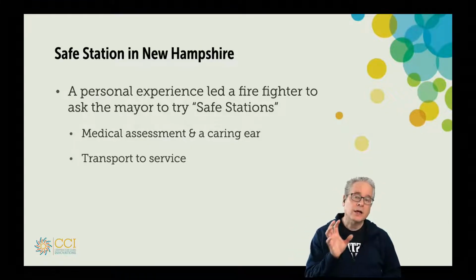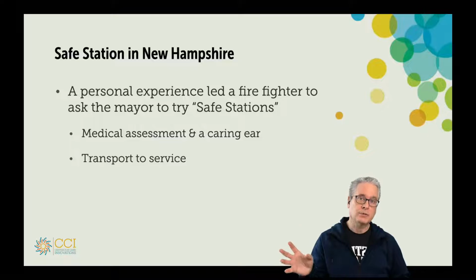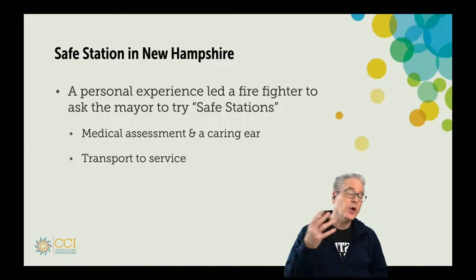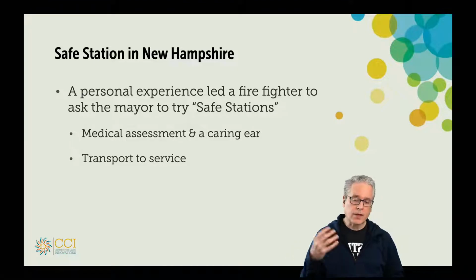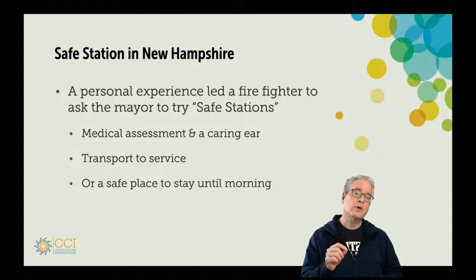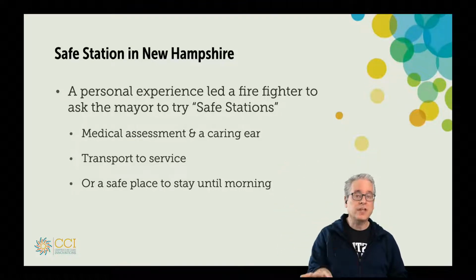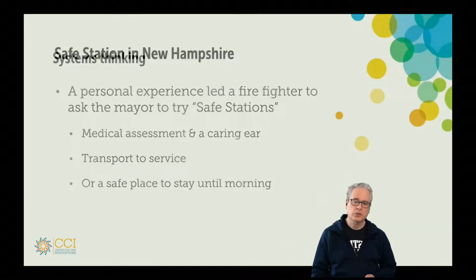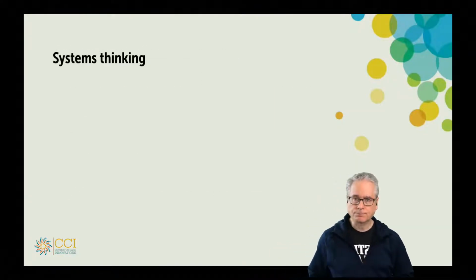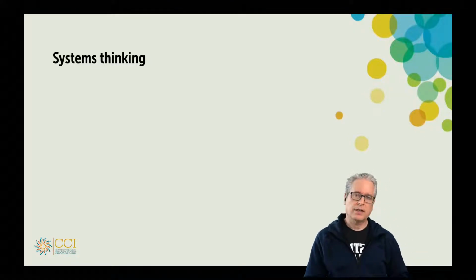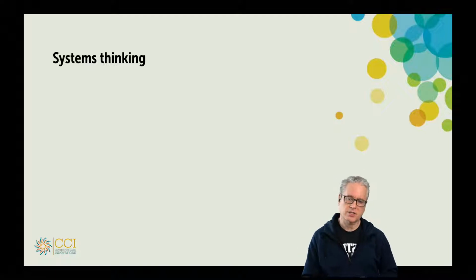Okay, and then they will transport people to the service, which addresses one of the social determinants of health, transportation, and knowing which service to go to. And if they come in late at night, they give them a safe place to stay, because you can sleep at the station until morning when they transport them. So that's a short example of systems thinking and a real system solution in New Hampshire with their safe stations.